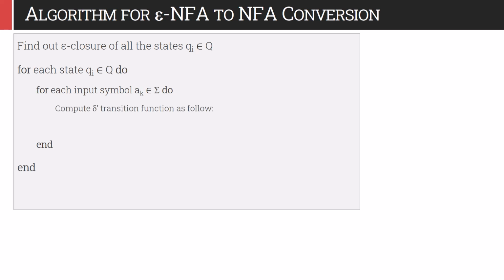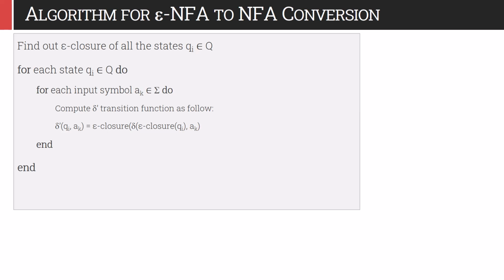What we need to do is compute the delta dash transition function. So far we have discussed only the delta transition function and the extended delta transition function. Now, to convert epsilon NFA to NFA, we need to find the delta dash transition function, which is defined this way: delta dash of Qi, where Qi is the state coming from capital Q, comma Ak, where Ak is the input alphabet coming from sigma. For each pair Qi, Ak, we have to compute the epsilon closure of delta of the epsilon closure of state Qi on input alphabet Ak.